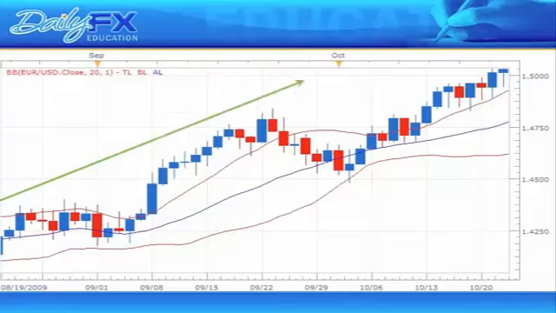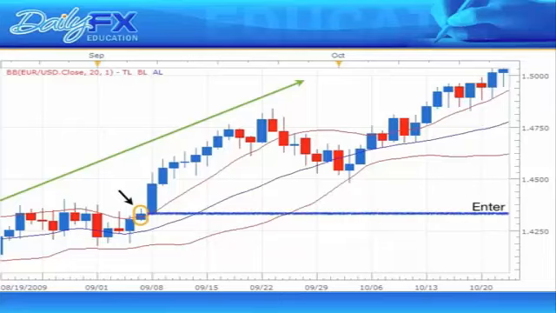With the euro dollar being in an uptrend, we wait for a break above the 1 standard deviation upper band as our entry signal to go long. A successful break above the band occurred when a blue candle closed above the upper band. Then we enter on the open of the next candle.